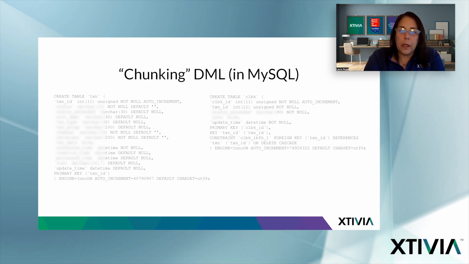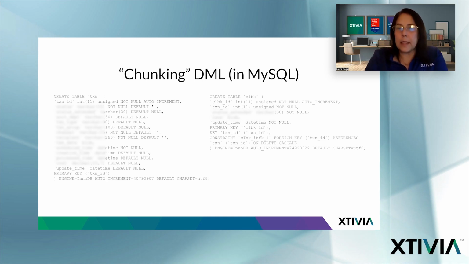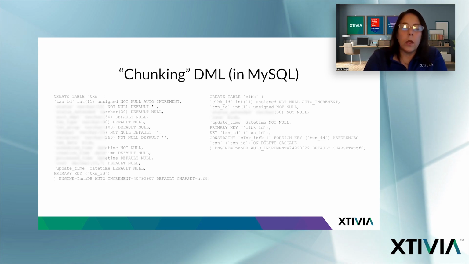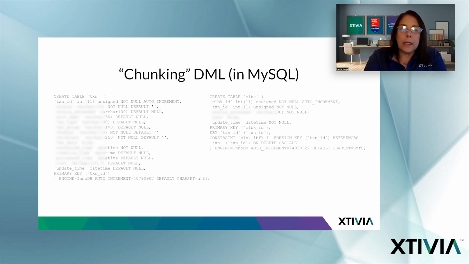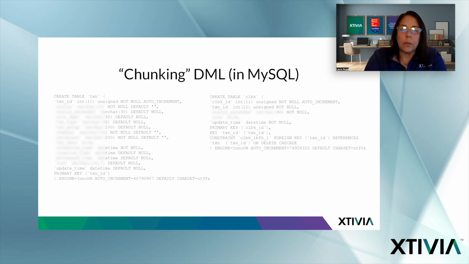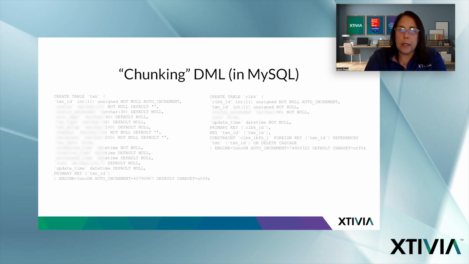And significantly, that constraint in the child table has an on-delete cascade option. So that's what let me know, okay, when I delete records from the transaction table, those deletes will cascade to the callback table.